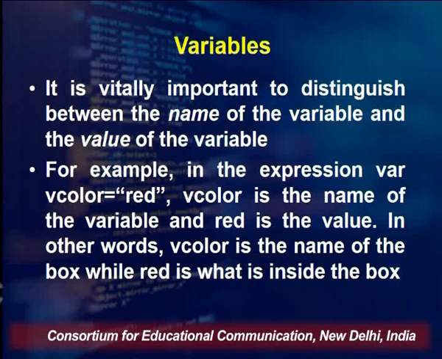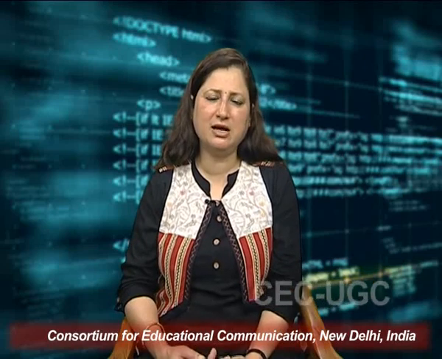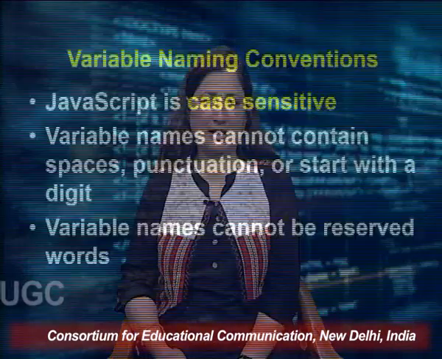So what is vColor? vColor is the name of the variable and red is the value, right. So in other words, we can say that vColor is the name of the box, while red is what is inside the box. As I just said, a variable can be conceived in the form of a container. The container has a certain name and there is some content which is put in that container. So here the name of the container is vColor and the content in the container is red.